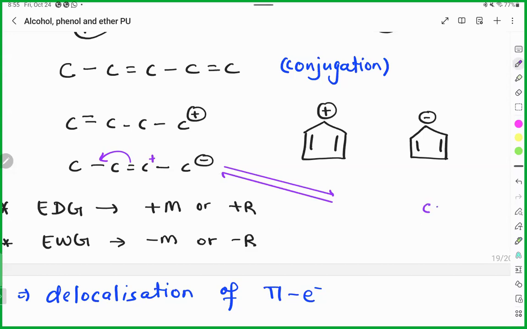So what will happen here? It will form a double bond. This is carbon. This carbon will have a negative charge.